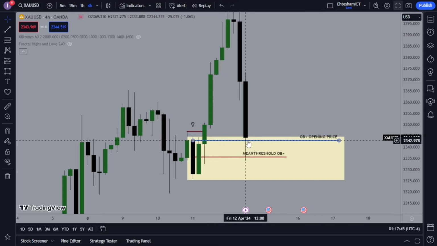You can take entry on the order block opening, whereas the best entries will be around the mean threshold of the order block. Can you miss entries if you want to pick the 50% of the order block type entry? Definitely you can. But I want to make one thing very clear right here.